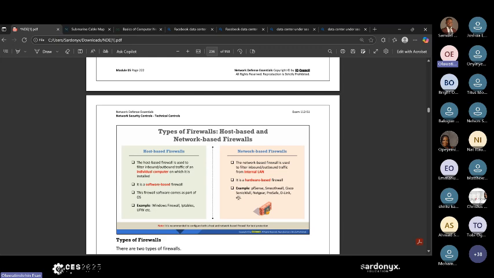So we have host-based firewall and network-based firewall. Host-based firewalls are used for a particular system. When I'm talking about a host, it's a particular device, right? But when I'm talking about a network firewall, it is centralized and is used to filter inbound or outbound traffic from the internal LAN, and it is a hardware-based firewall, while host-based ones are software firewalls.